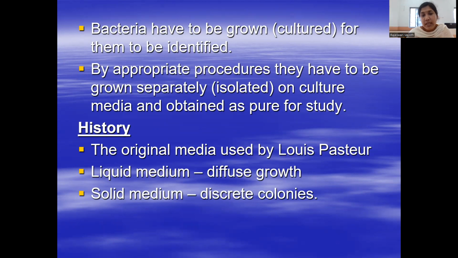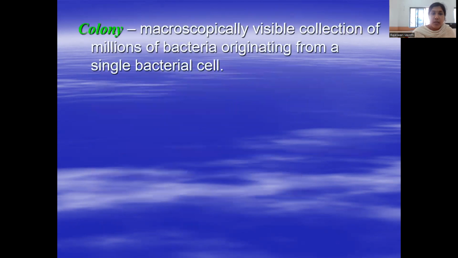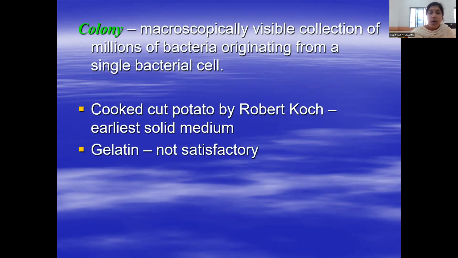In the liquid medium, we will get the bacterial growth as diffuse growth. And on the solid medium, we can see the discrete colonies of bacteria. These colonies are the bacterial growth. The colonies are a macroscopically visible collection of millions of bacteria originating from a single bacterial cell.